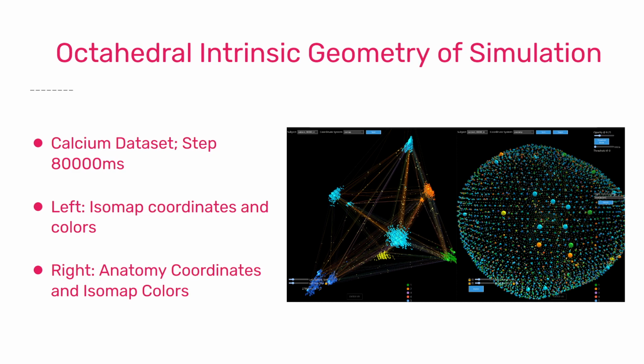In this view, the left is an isomap transform that shows the roughly octahedral intrinsic topology of this simulation, and so the isomap view organizes the nodes into clusters of highly connected nodes, and they form this octahedral shape. The right shows the distribution of the nodes in their color code on the brain anatomy. It doesn't really have a very obvious distribution.